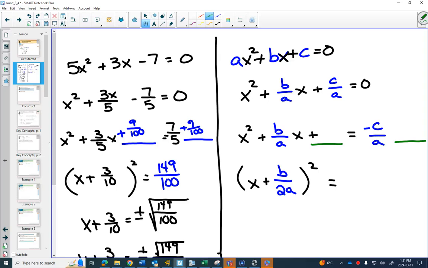What did we do with this 3/10? We squared it. So what are we going to have to do with this b over 2a? We're going to have to square it. So that'll be, do it in green, b squared, and 2a times 2a would be 4a squared. And if I add that on that side, I'm going to need to add the b squared over 4a squared on this side.